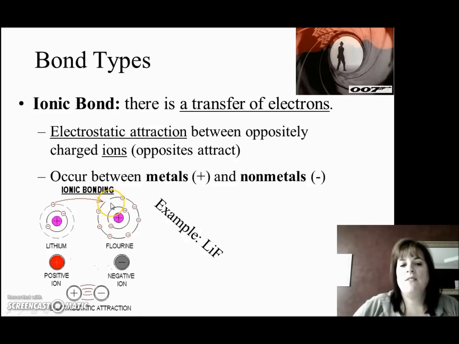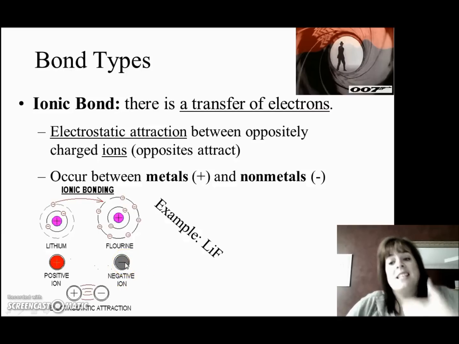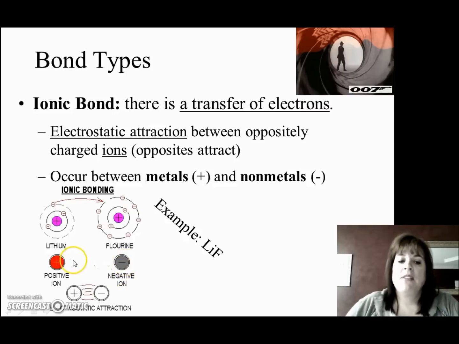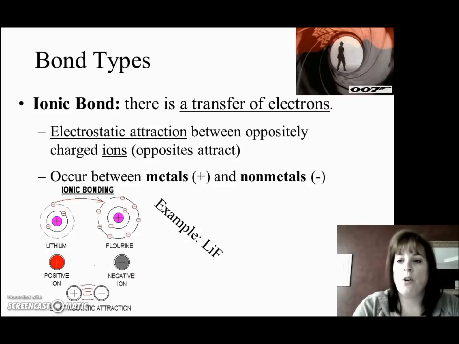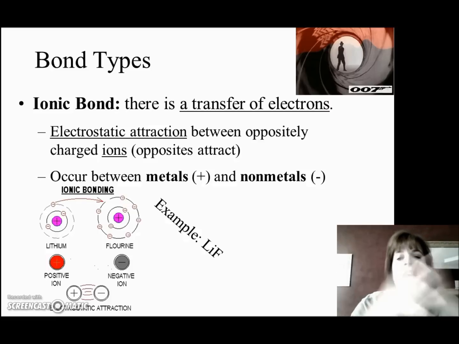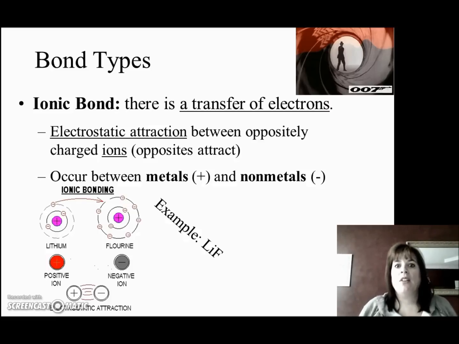So lithium will give the electron to fluorine, and that'll make lithium positive. It lost an electron, became positive, and fluorine becomes negatively charged because it gained an electron. And because I've got this positive, negative, they stick together. And that's my electrostatic attraction. So they form an ionic bond. So lithium fluoride, anytime I have a metal and a nonmetal, I have an ionic bond. Now, what about other types of compounds?